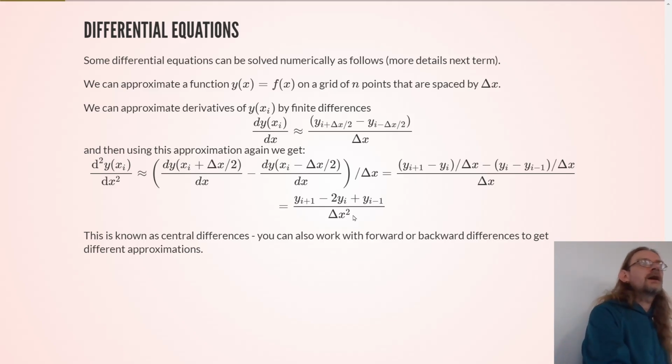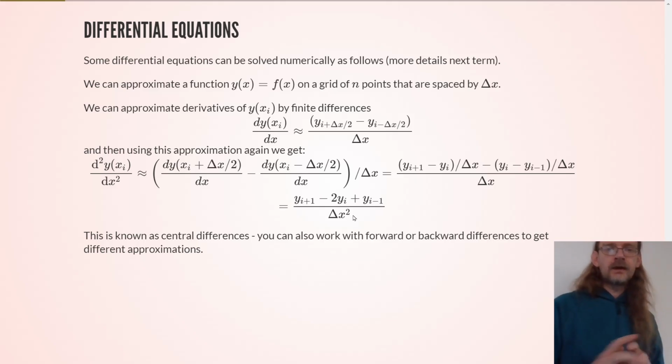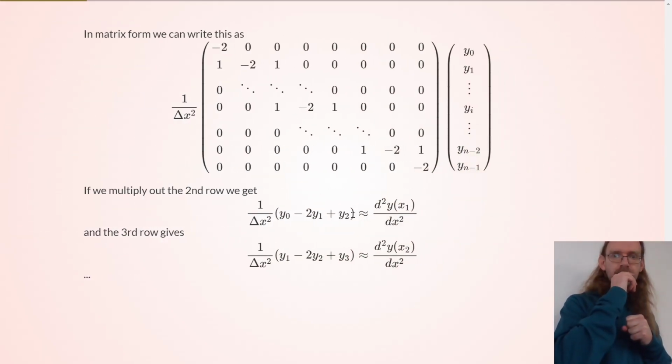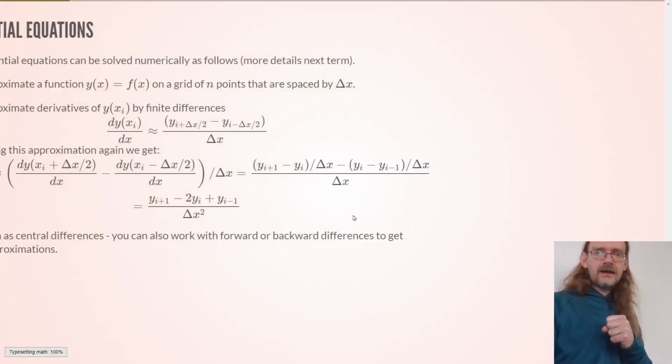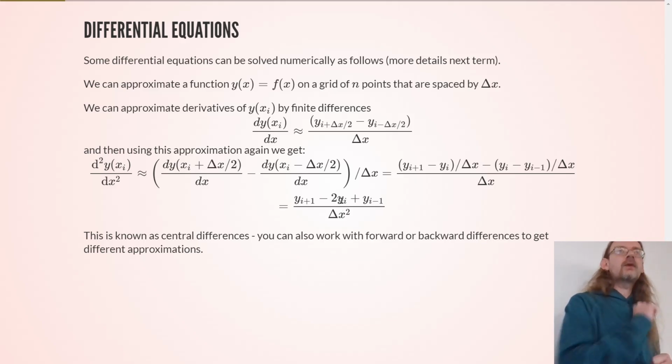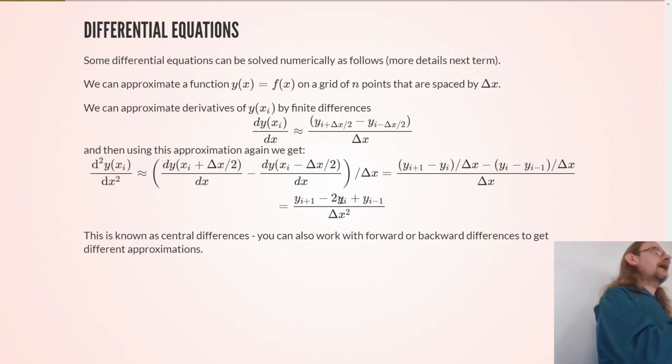There's another way of doing it, which is to do the forward difference version and the backward difference version and average them, and that will give you the same result for this central difference approximation. Now, that is the expression for the second derivative at the point i, the xi value, and the corresponding result for the second derivative of y at that point.